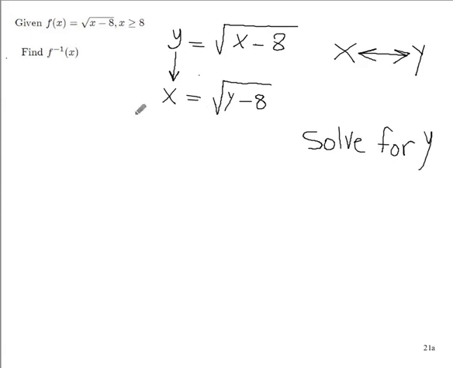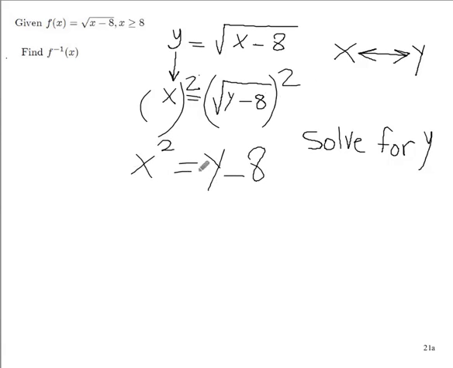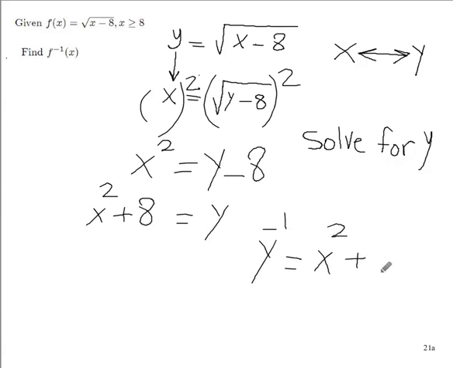To solve for y, here I can square both sides to eliminate the radical on the right hand side. I get y minus 8 is equal to x to the power of 2. To solve for y, I would add 8 to both sides of the equation. So this would be my inverse function. I can write it as y inverse is equal to x squared plus 8, or I can write it as the inverse of function f of x is equal to x squared plus 8.